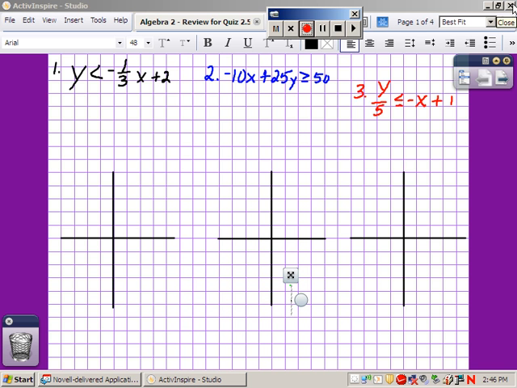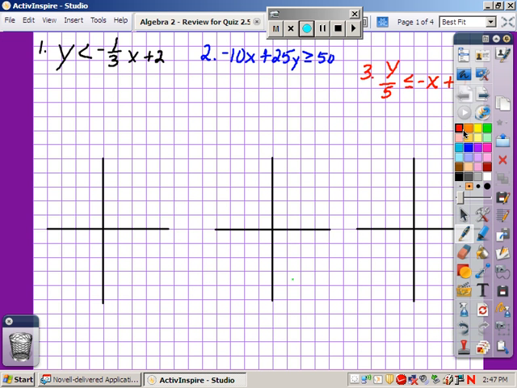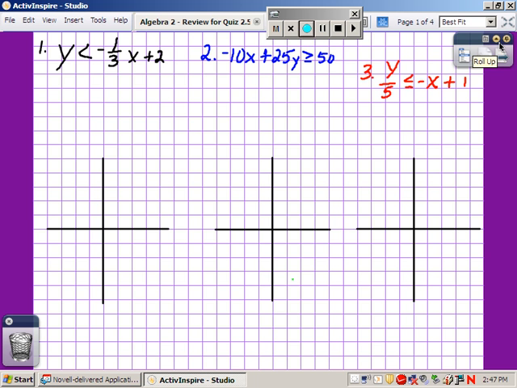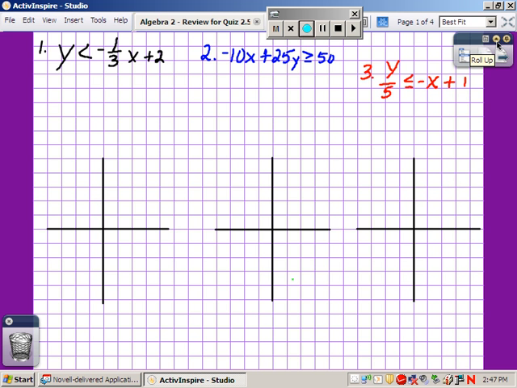Alright, here we go. So we're graphing inequalities. For number one, we've got two basic styles to work with here. The first one is the most standard kind. It is where it's in slope-intercept form. So we have a positive 2 here on the plus b part.